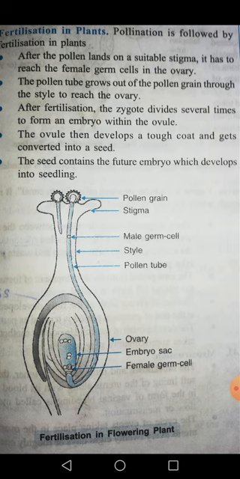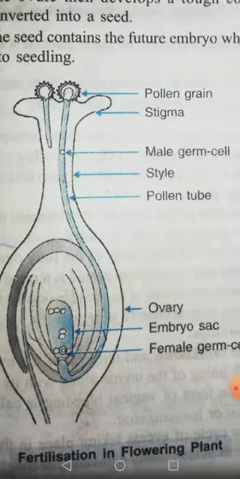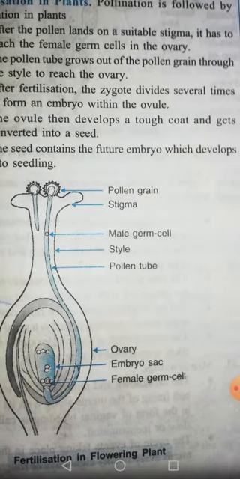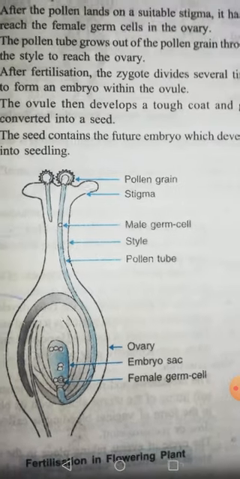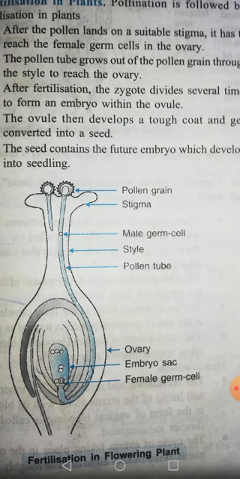Here in the diagram, the female germ cell is mentioned. Out of the two male gametes, one male gamete fuses with the female gamete, and this process is called syngamy. The second male gamete fuses with the two polar nuclei of the embryo sac.